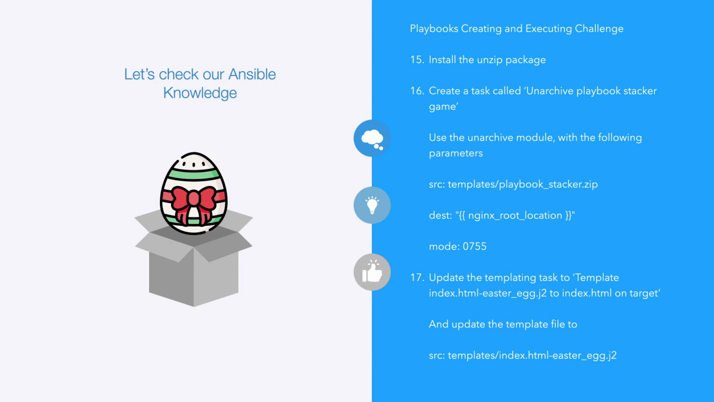Okay, so the first task is to install unzip so that we can unzip our code into the website root. For this, we're going to use the Ansible unarchive module. Create a task called unarchive Playbook Stacker. We're going to use the unarchive module with the parameters of source being the location of our playbook_stacker.zip, a destination of our nginx_root respectively for Ubuntu or CentOS, and a mode this time of 0755. Next, we update our template to use the code with the Easter egg, which changes the image to a hyperlink. Pause the video and give this a try, or go into revision 9.